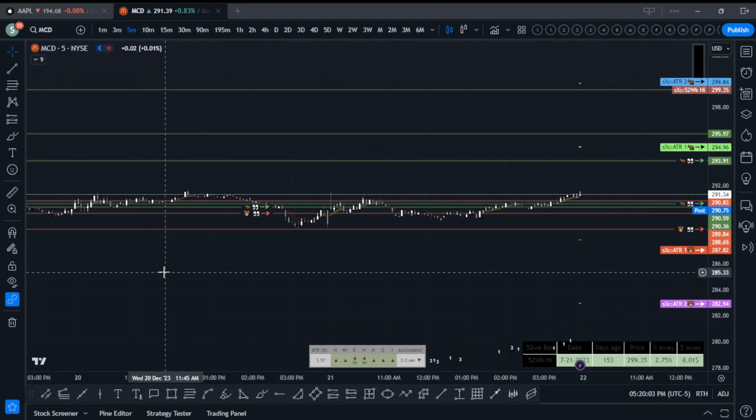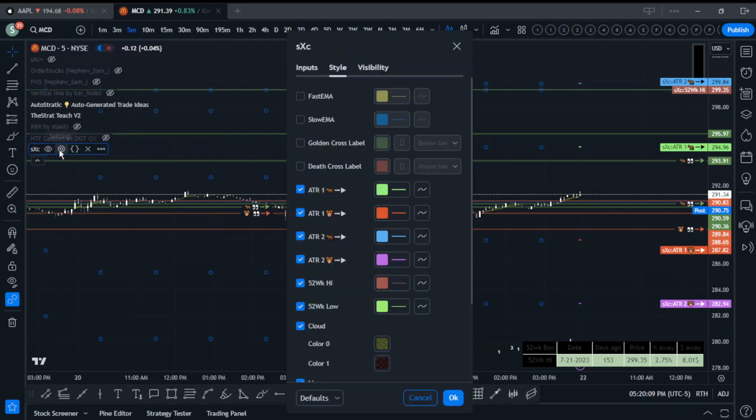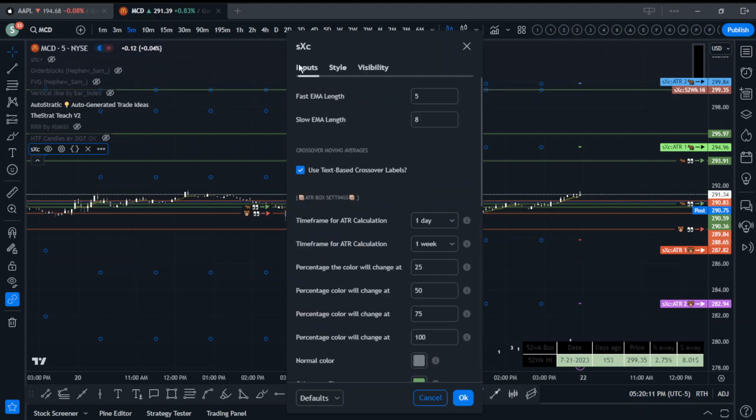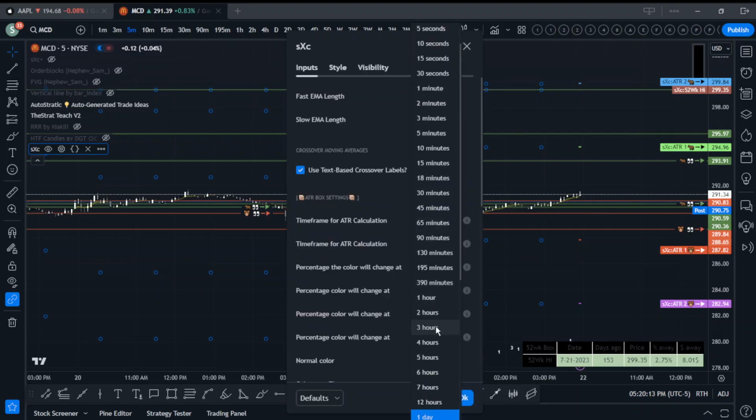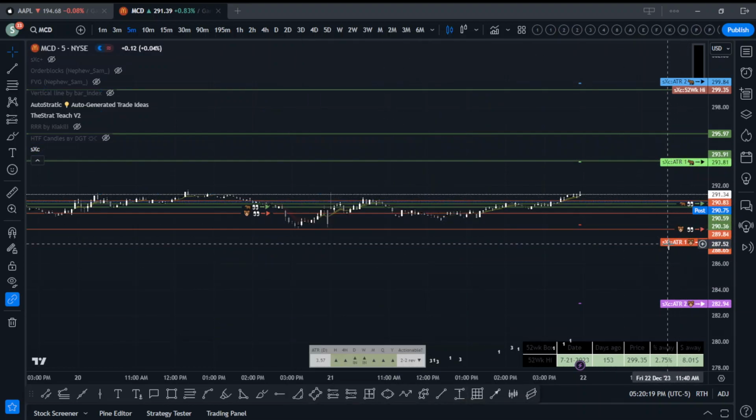And so to even get more specific, because sometimes that is a little bit too far out of range for the day, let's set it to the actual 4 hours. Let's set it to 4 hours instead of the day, just to get a tighter grasp on what price action can do.